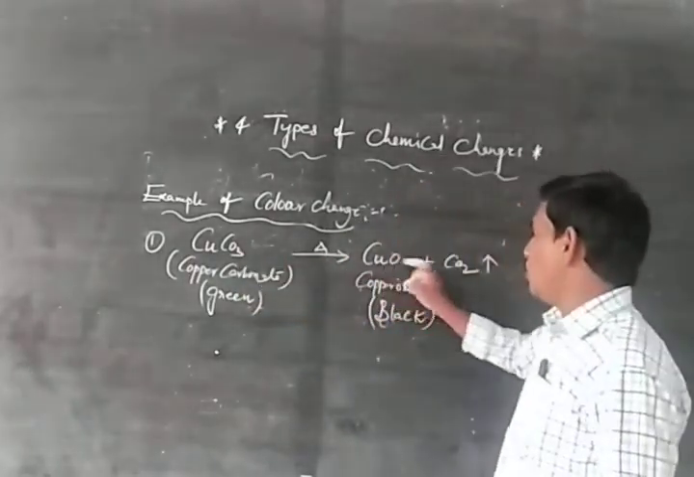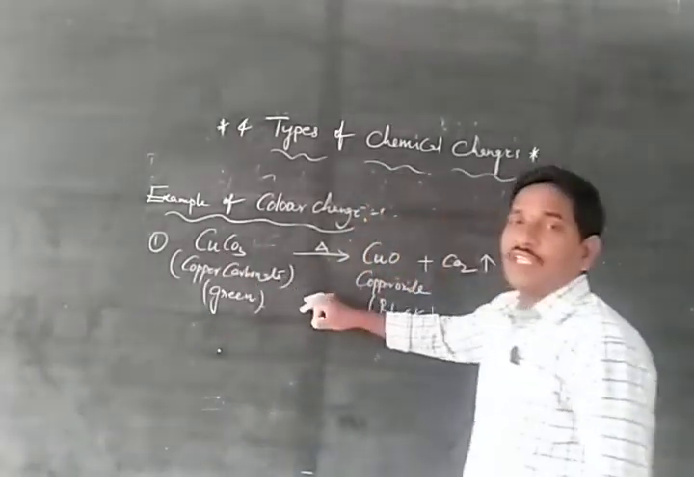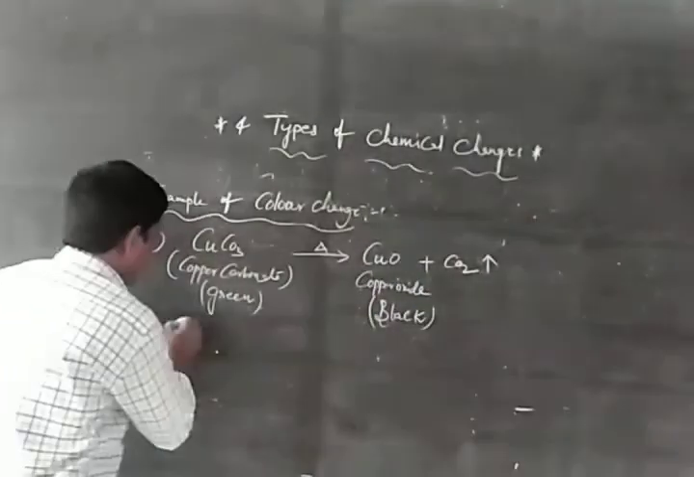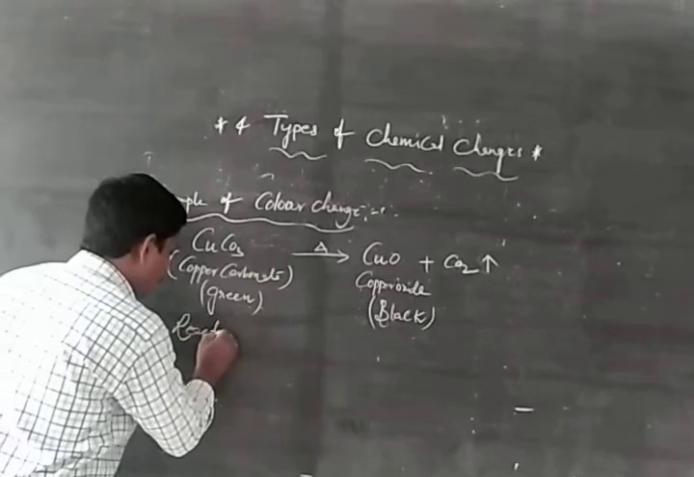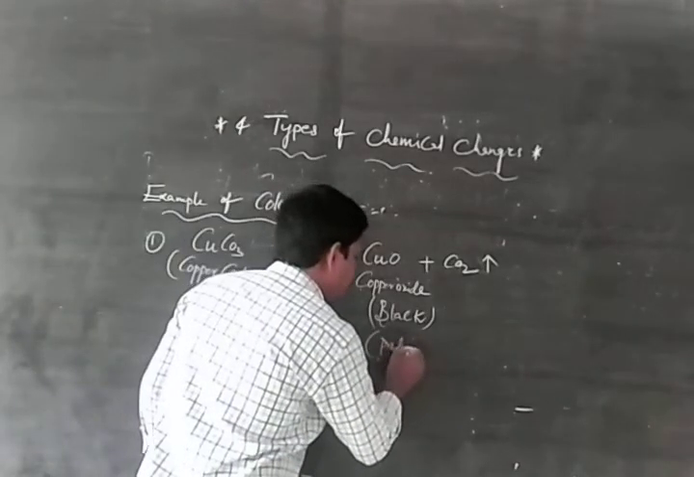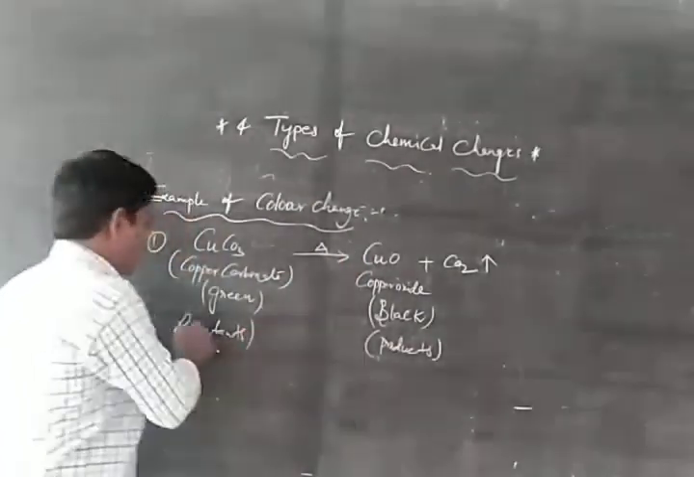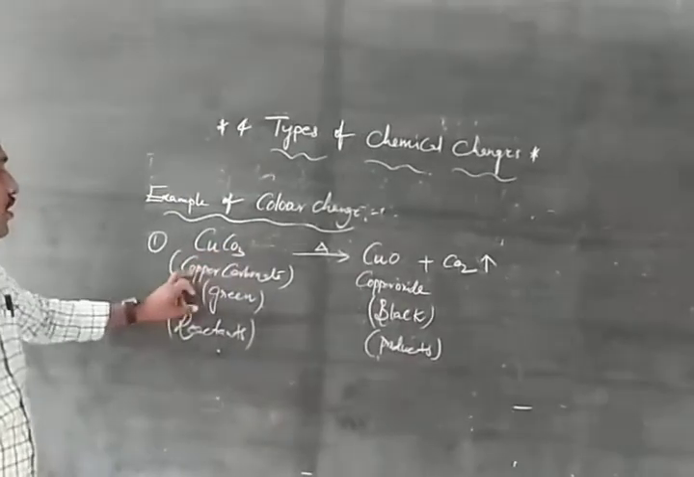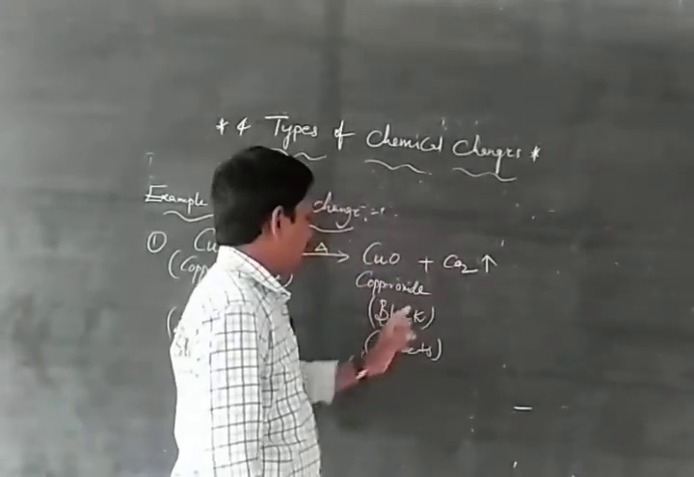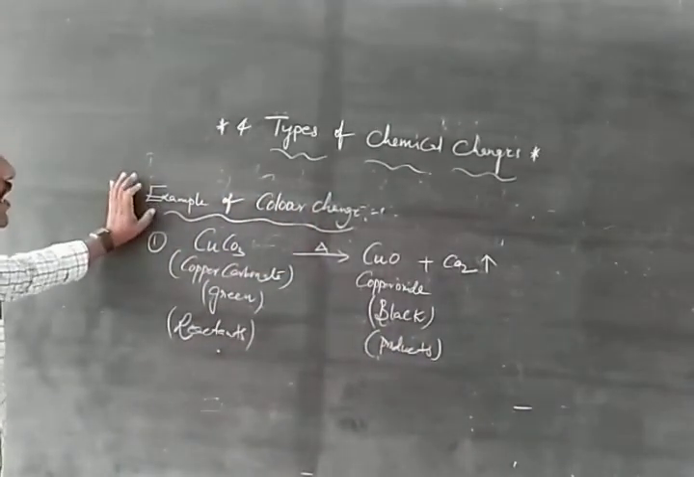CuCO3 gives rise to CuO plus CO2. Copper carbonate is green in color. These are reactants, and these are products. Reactants and products. CuCO3, copper carbonate, green; CuO plus CO2, copper oxide, black, are the products. Okay, these are examples of color change.